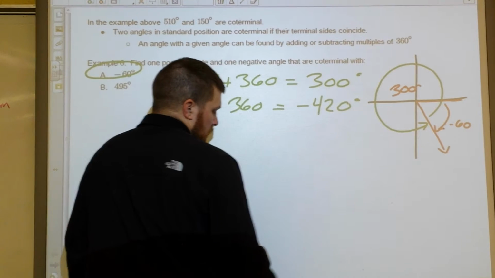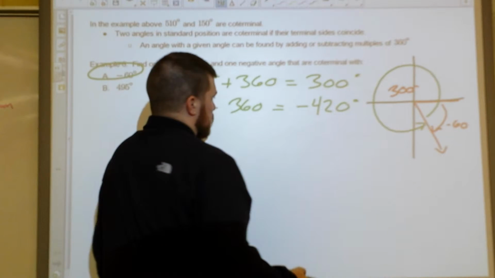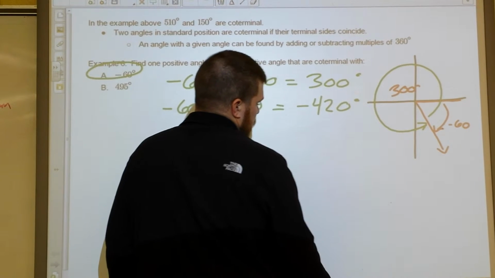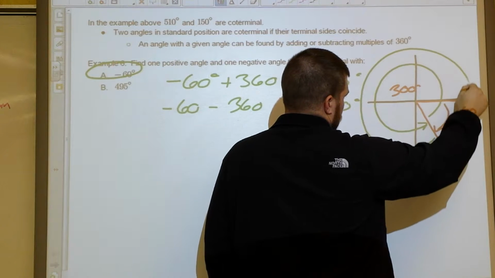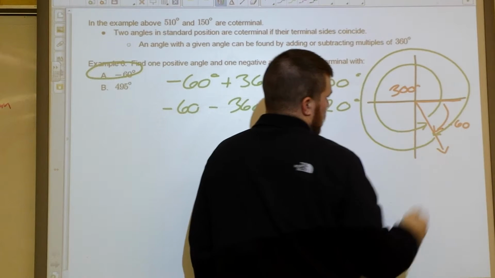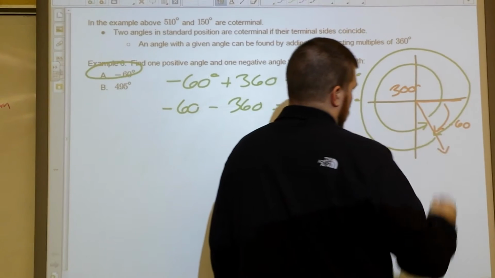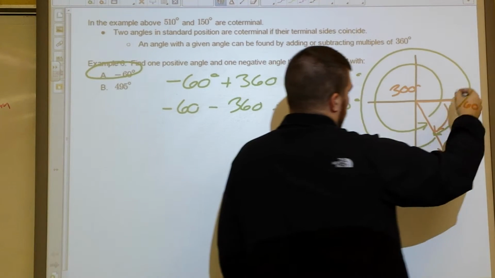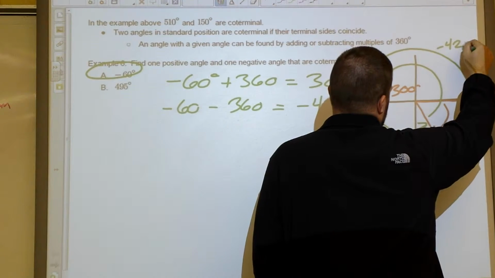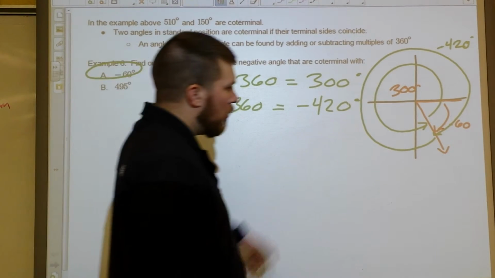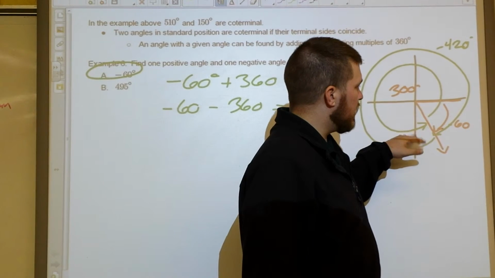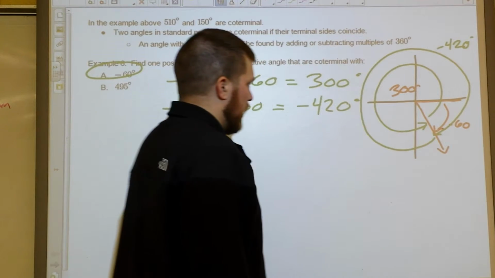Okay? Now, if I want to subtract 360, here's negative 60. I want to start and rotate around a full amount. So when I complete that turn, then the angle that's formed would be negative 420 degrees. So that's kind of just a sketch of what's happening. Again, it's all based on which direction you're rotating, if it's positive or negative.